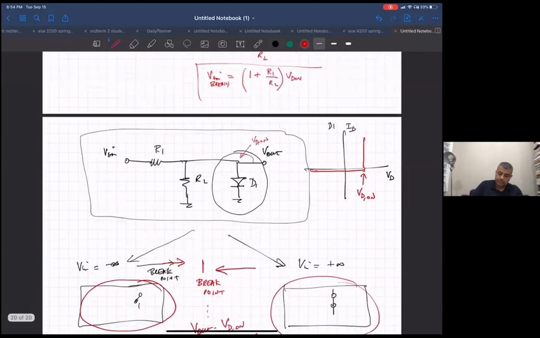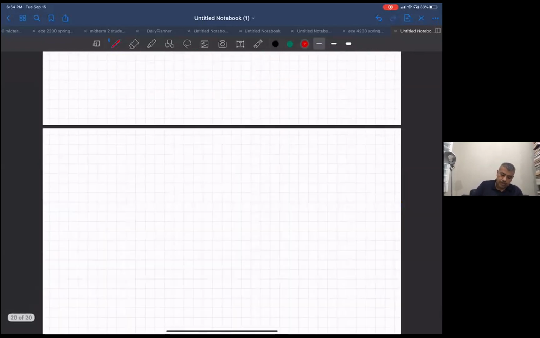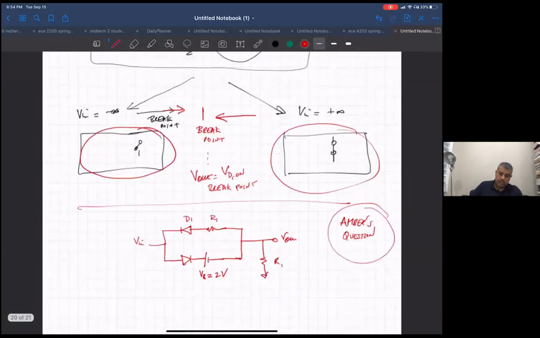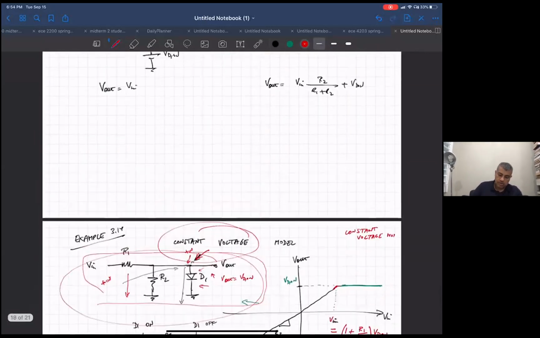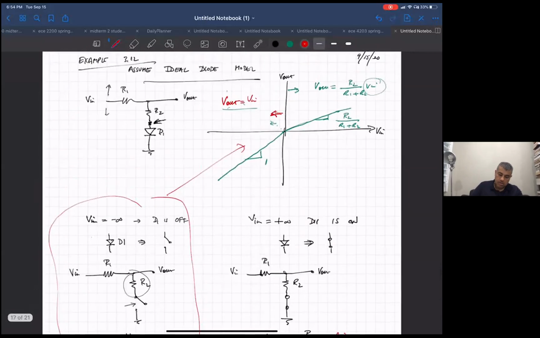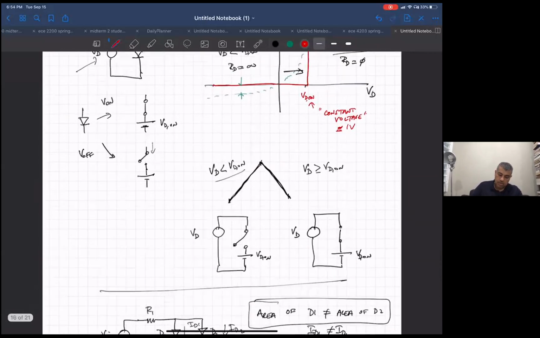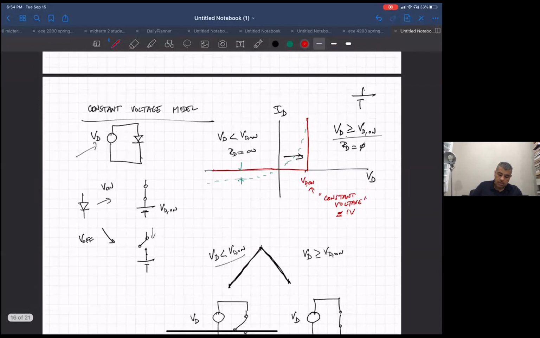Actually, let me go all the way up. Sorry. Where were we? So in the constant voltage model, we end up putting a battery in series with the switch. And the value of the battery is V_D on. So that's the diode: a battery inside the diode when it turns on.